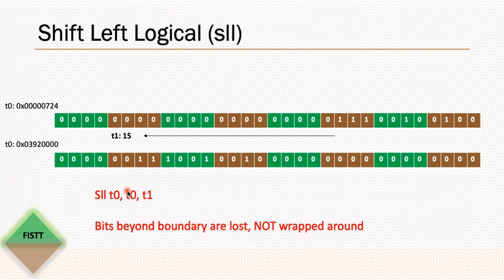Just a note here: bits beyond the boundary are lost. They are not wrapped around. That means once you shift, these bits are not wrapped around into the LSB side.